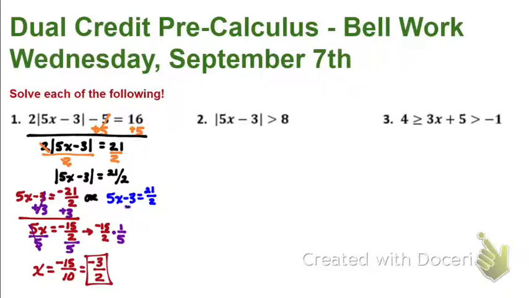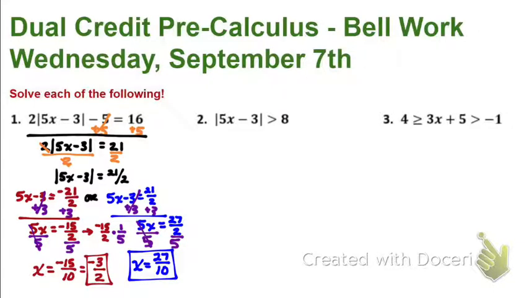For the other side, I'm going to add 3 to both sides. I get 5x is equal to 27 over 2. Divide both sides by 5, or multiply both sides by 1/5. And I get that x is 27 over 10.